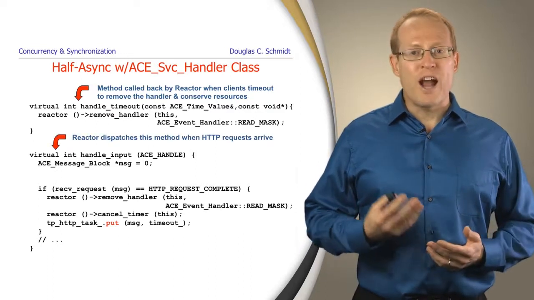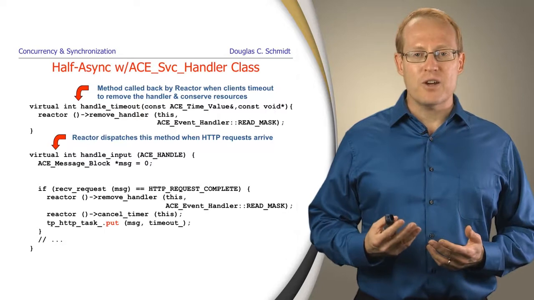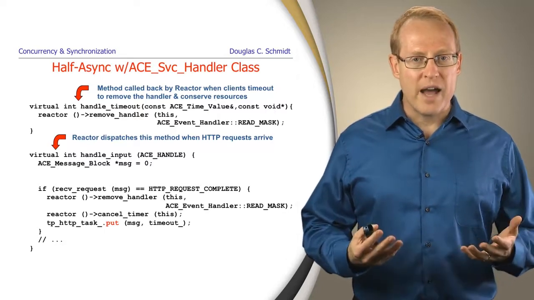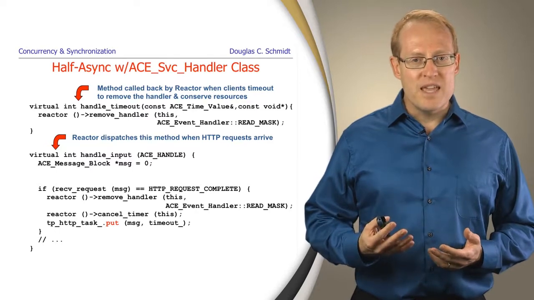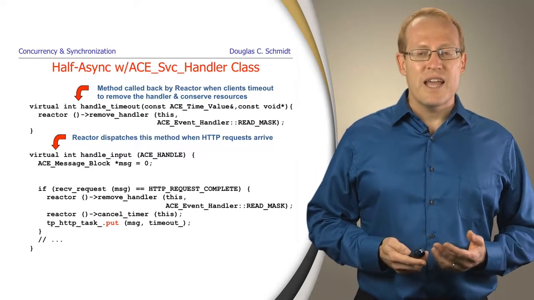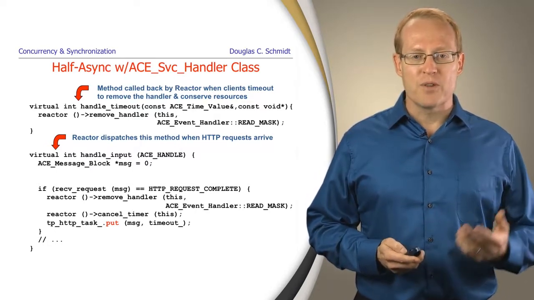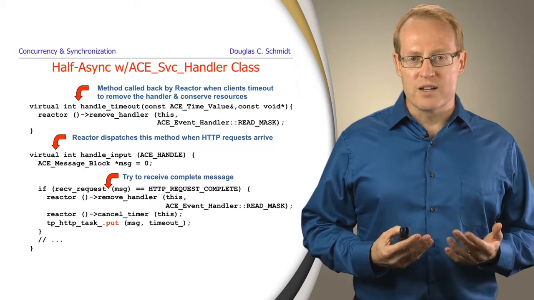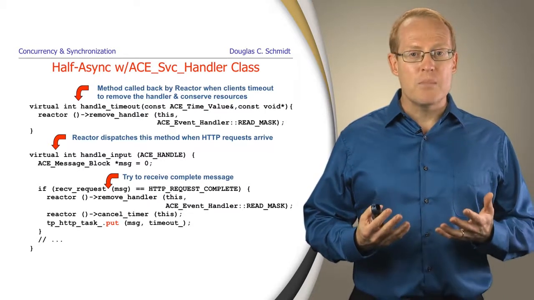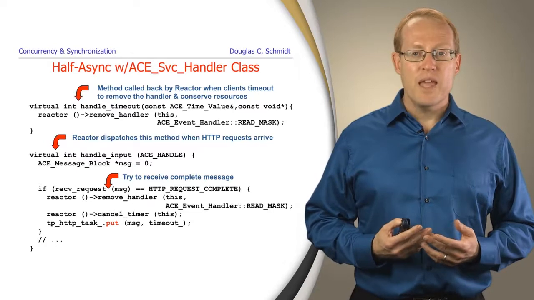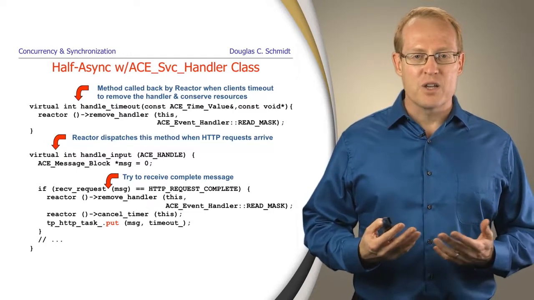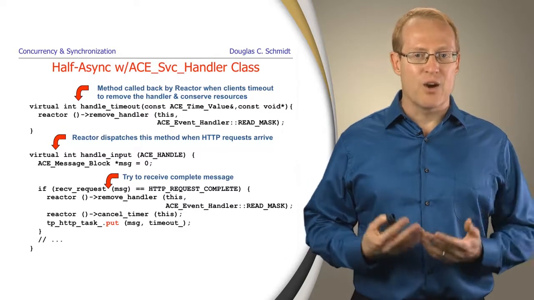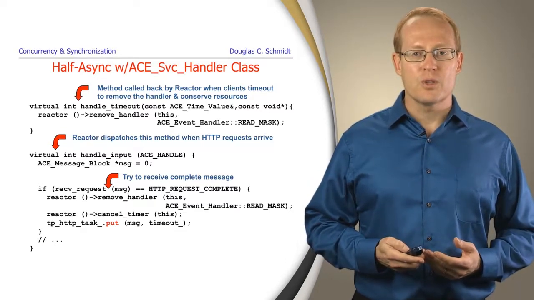More likely, however, we're actually going to get a GET request. And when that occurs, the reactor will call back to the handle input method on our TP HTTP handler class. And this handle input method will do several things. The first thing it'll do is try to receive the complete message from the socket endpoint. And this may actually take a number of tries, because we can't afford to block here because we're in the half-async layer, or the reactive layer of our solution.